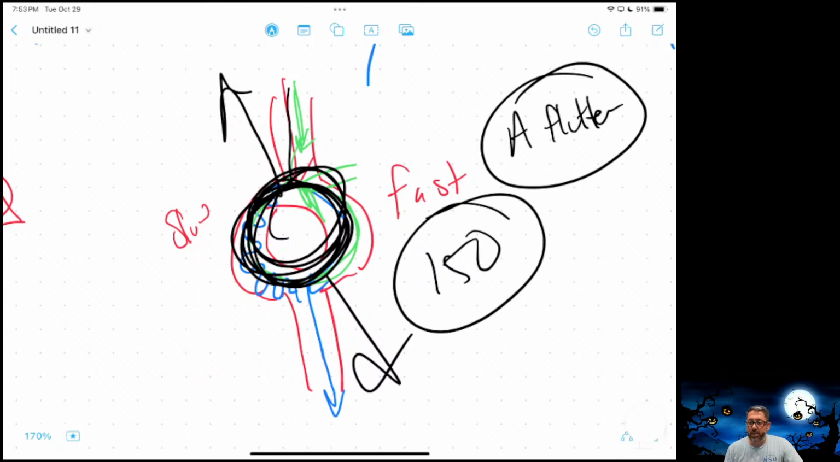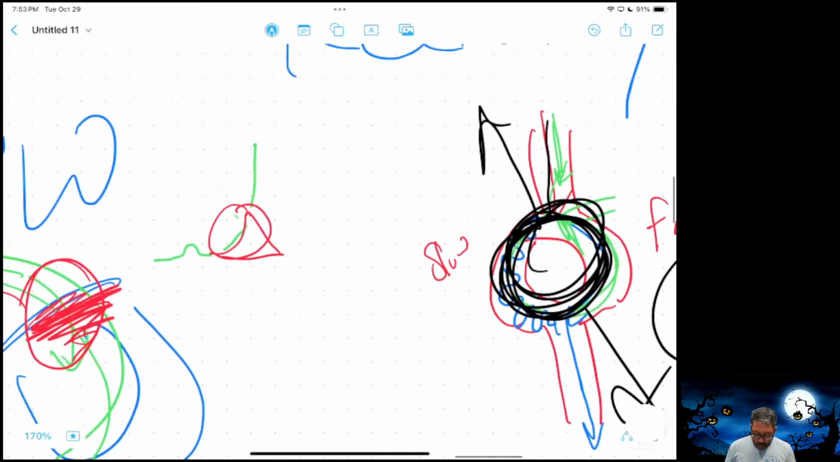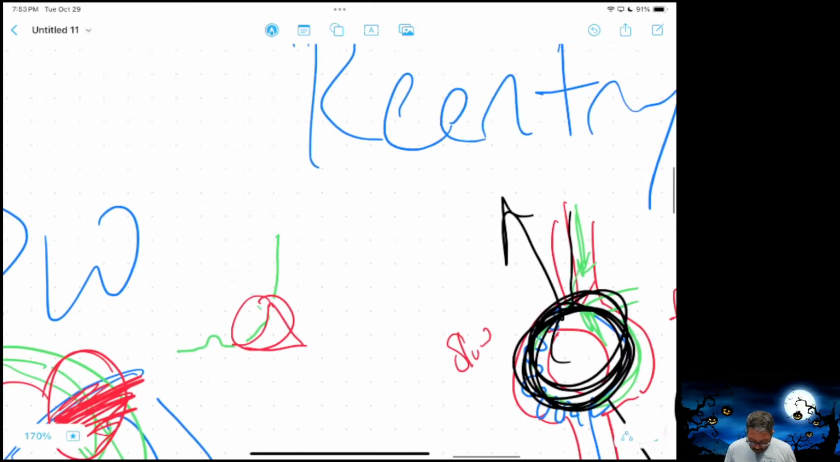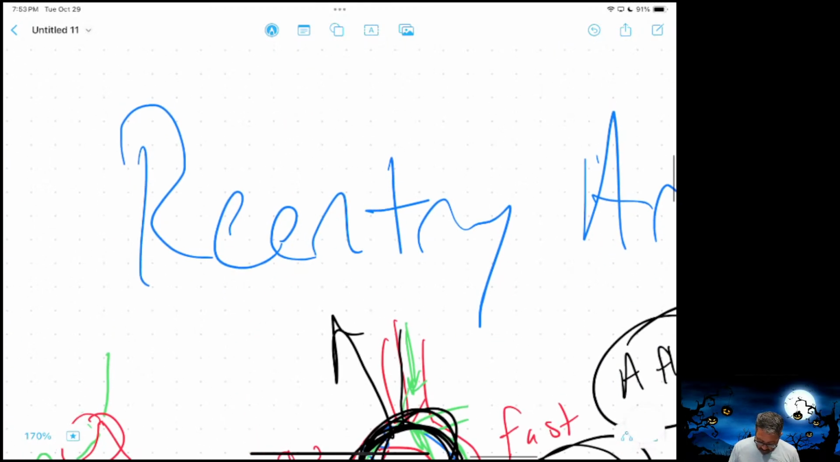So hopefully that answered the question with AVNRT and WPW. Remember, they're reentry tachycardias. Your WPW will have the delta wave, and let me pull up one of their AVNRTs.